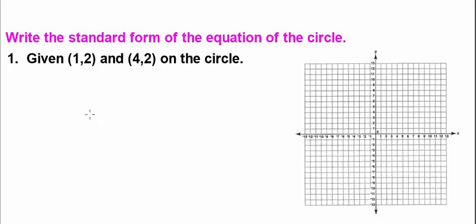For our first problem, we're going to write the standard form of the equation of the circle given certain information. So the first piece of information we're given are 2 points on the circle. Now notice here the 2 things that we want for our equation are going to be the radius and the center, and we're not given either. So what we have to do here is find the radius and the center given these 2 pieces of information.